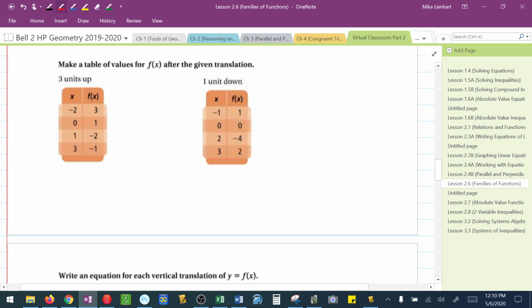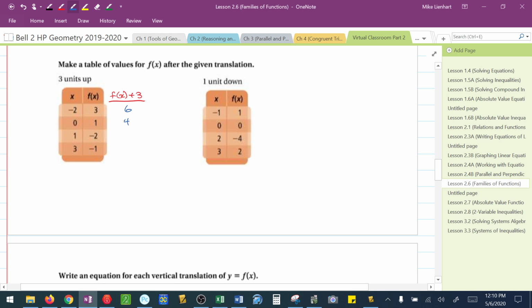So in this first one, for instance, they want us to move it 3 units up. So I'm going to take my f of x, my y values, and add 3 to them. When I do that, let's see what we get. Instead of the point negative 2, 3, we have the point negative 2, 6. We have the point 0, 4.